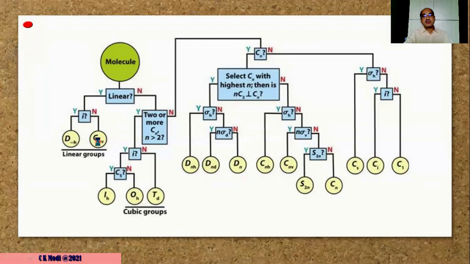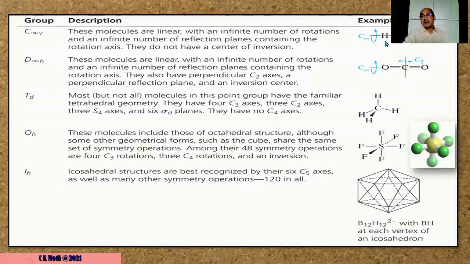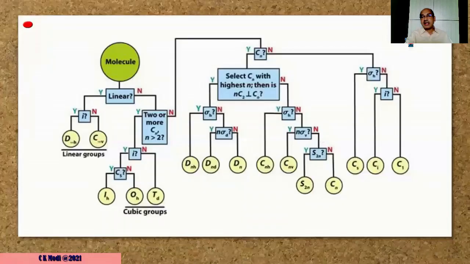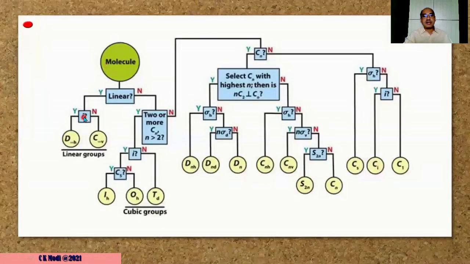So as we discussed previously, these are the two examples. This is a linear molecule where center of symmetry I is absent because this end has hydrogen and this end has chlorine. So here center of symmetry I is absent. If center of symmetry I is absent, then the molecule has C infinite v symmetry. However, if center of symmetry I is present, then the molecule has D infinite h point group.